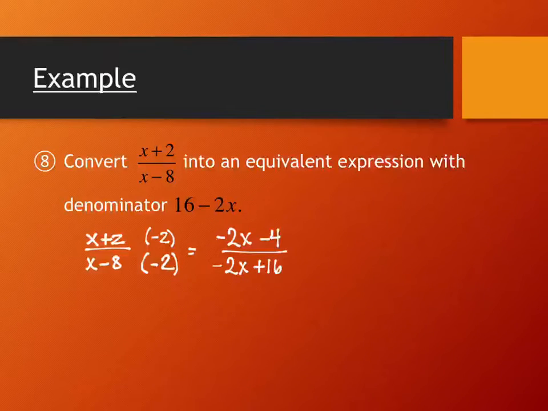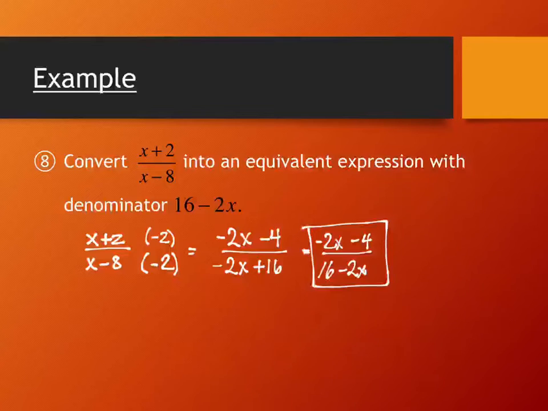I would be okay if you left it like this. If you want to rewrite it so that it's in the same order as the denominator they gave you, that would be fine as well. So you have negative 2x minus 4 over 16 minus 2x in the denominator. And that's all they're asking you to do on that particular problem. The reason is because that's leading into how we add and subtract fractions.